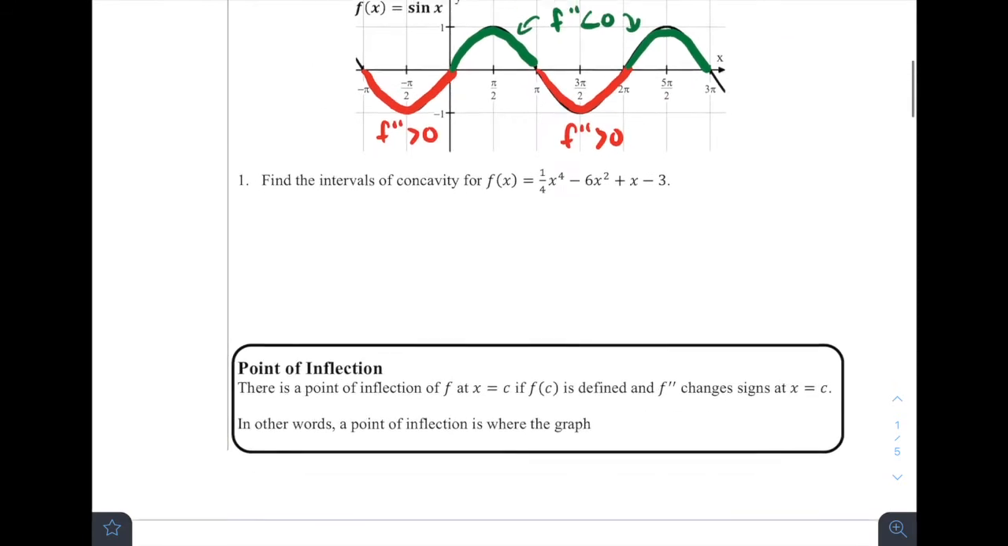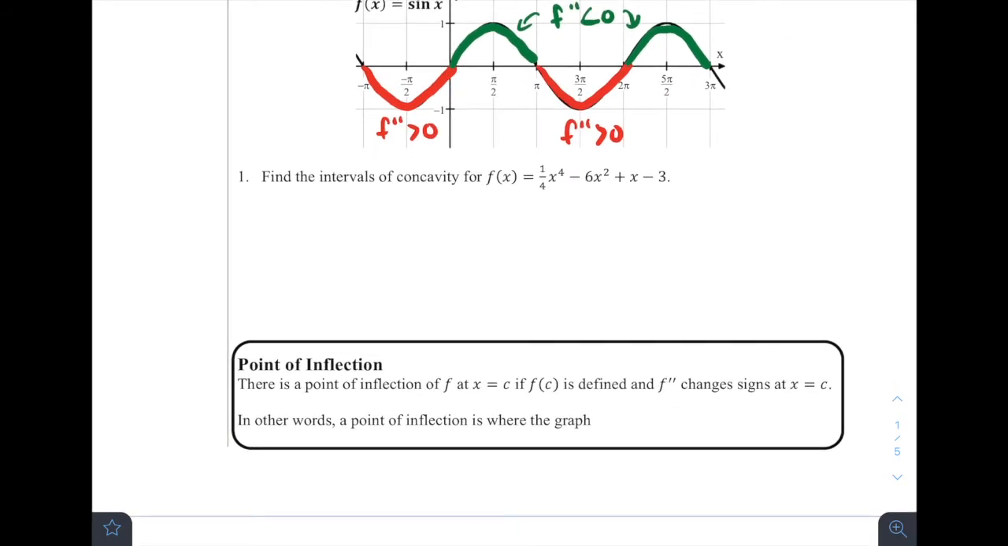All right. Number one, find the intervals of concavity for f of x equals 1/4 x to the fourth minus 6x squared plus x minus 3. If we're going to find the intervals of concavity, we need the second derivative. So let's find that. The first derivative of this function is x to the third minus 12x plus 1 if we use the power rule. The derivative of that is what we refer to as the second derivative. That's going to be 3x squared minus 12.